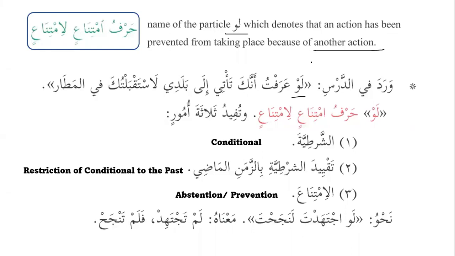And when we take it to the bab imtana'a yamtani'u imtina'an, it means to be stopped or prevented from doing something, when we fail to do something. Here, an action has been prevented from taking place because of another action. So there were two actions, and in English we call it a second conditional, like, had you done this, you could have achieved this.